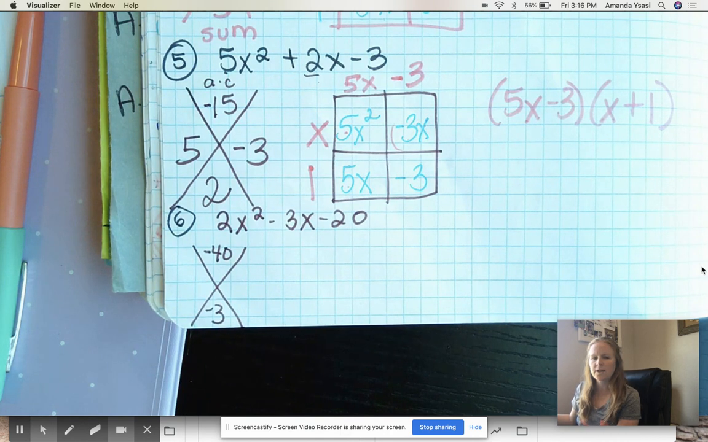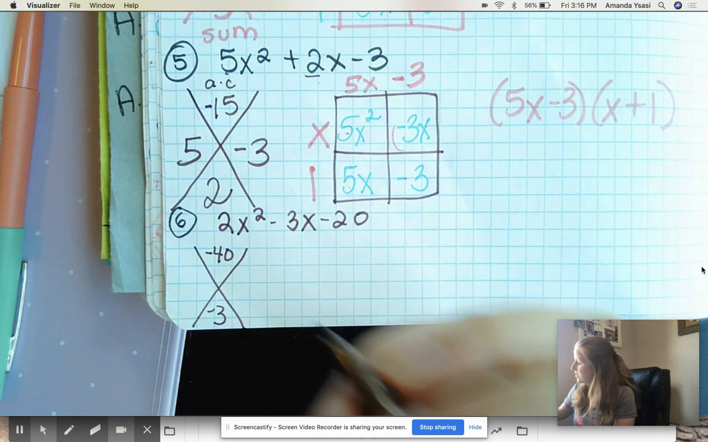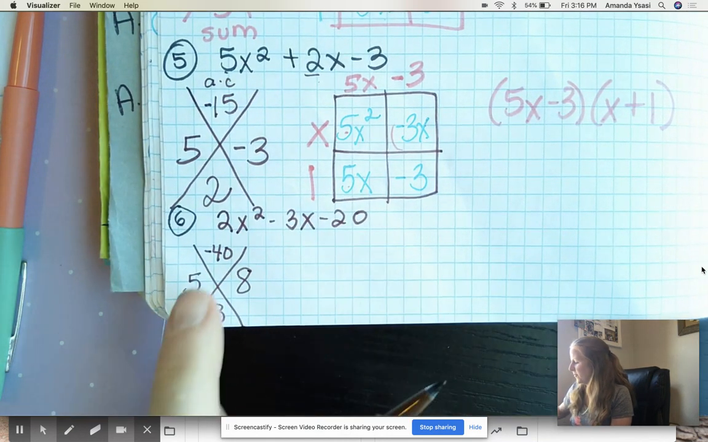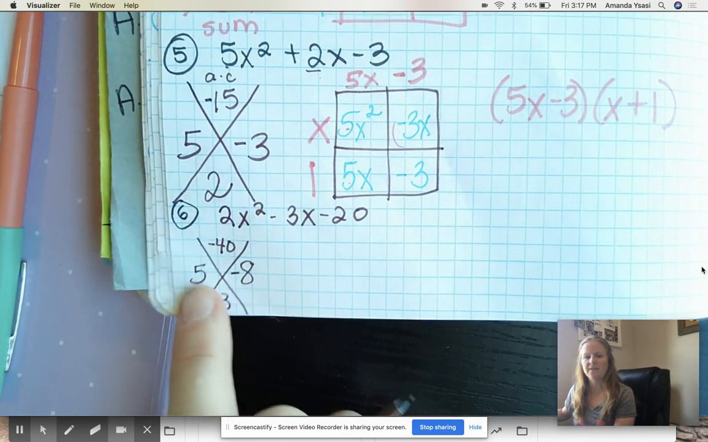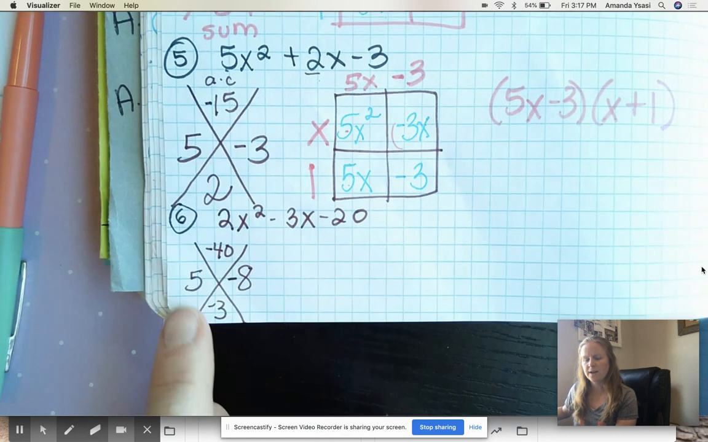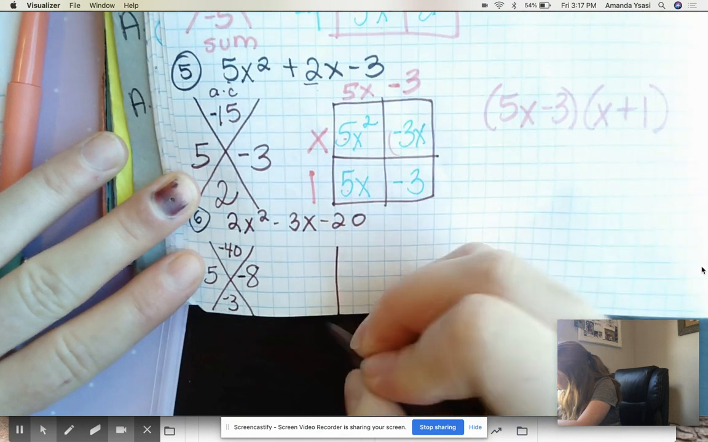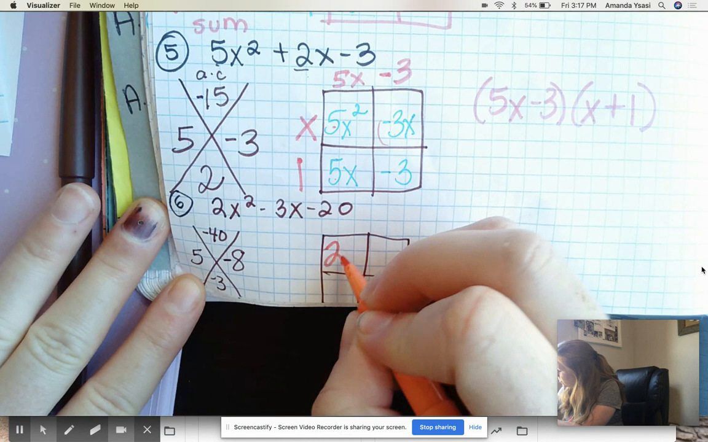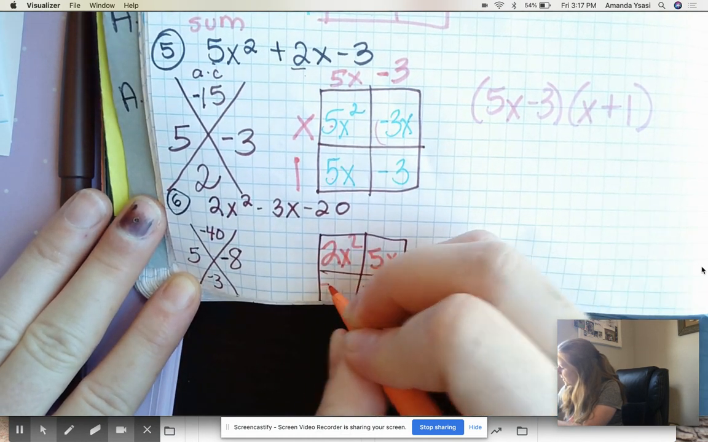So like 1 times 40, 2 times 20, 4 times 10, 5 times 8. So what about 5 and 8? But which one's going to be negative? Because our sum is negative, then our bigger number is going to be negative. So if I multiply 5 times a negative 8, I'll get negative 40. And if I add 5 and negative 8, I get negative 3. So this would be 2x squared, and this would be negative 20. This would be 5x, and this is negative 8x.